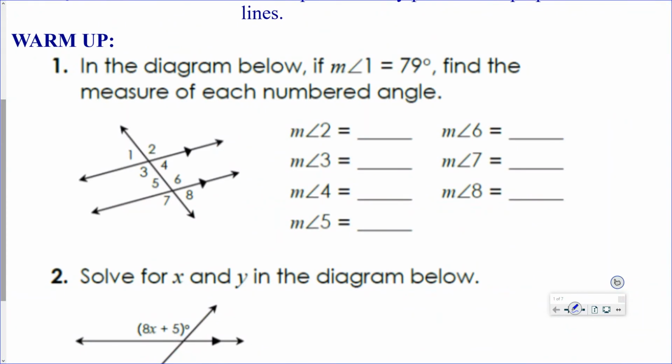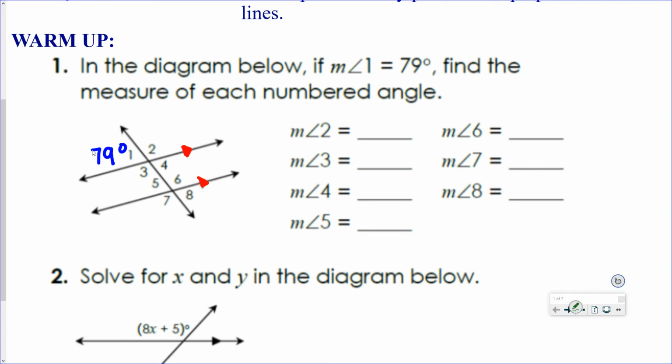In the diagram below, if the measure of angle 1 is 79 degrees, find the measure of each numbered angle. Okay, so what I notice right away is I see these 2 arrows on these lines, meaning they are what? Parallel, yep. Okay, so 2 parallel lines. Here's my transversal. So lots of relationships going on here. We can figure out all the other angles if we only know one of them.